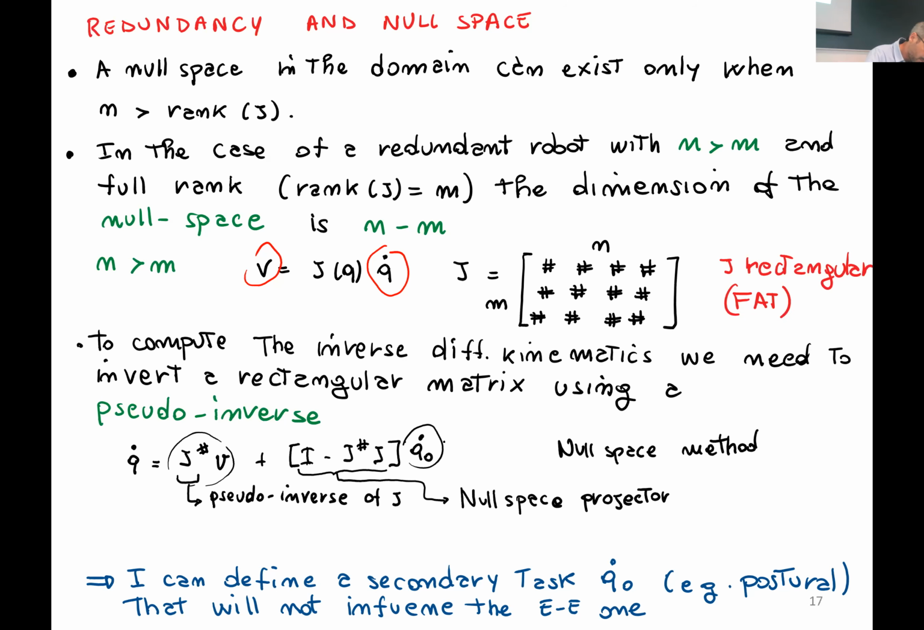Is Q dot 0 belongs to the set of Q dot? Of course, yes, it belongs to the domain, but we don't care. We don't want to design Q dot 0 in a way that doesn't influence V. We want that the null space projector does for us, and we just care to define a secondary task, which is easier.